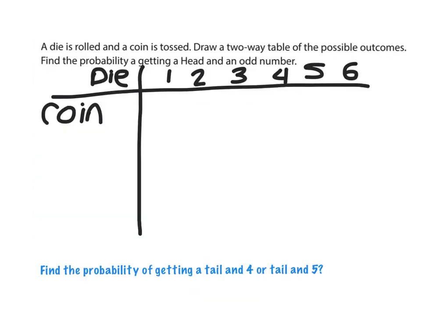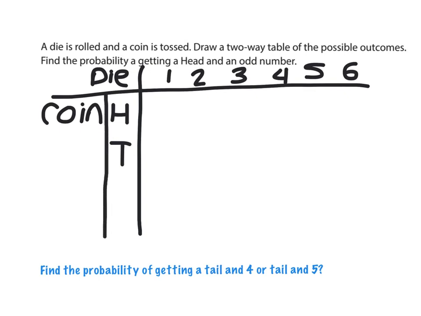Okay, I'm going to have a look at another question here. So this is revisiting our two-way table. So it says here, a die is rolled and a coin is tossed. Draw a two-way table of the possible outcomes. Okay, so let's have a look here. My outcomes for my die are already written up there. They say 1, 2, 3, 4, 5, 6. Now I need to write out the outcomes for my coin. So what are the outcomes for tossing a coin? I can get a head or a tail.